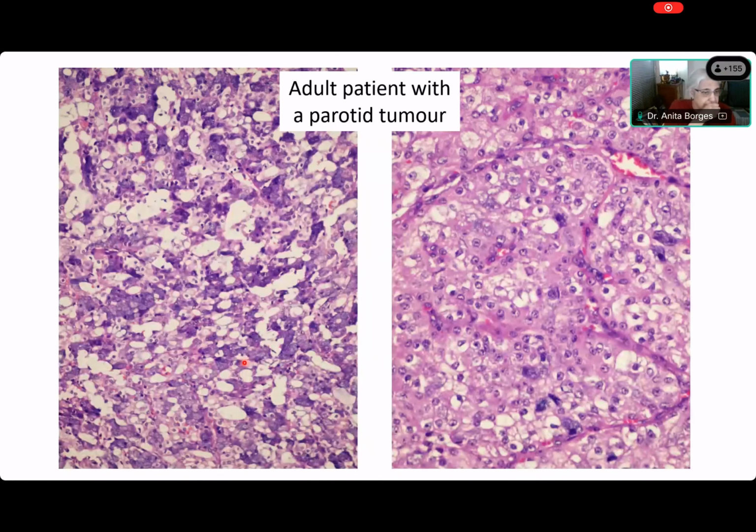All right. Now, Akshara, come on. Adult patient, with a parotid tumor. Good. Do you notice anything about this tumor? What strikes you? Eosinophilia and vesicular nuclei. Eosinophilia, you see eosinophilia? The cells have abundant eosinophilic granular cytoplasm. And that's what you are talking about, right? Yes, ma'am.